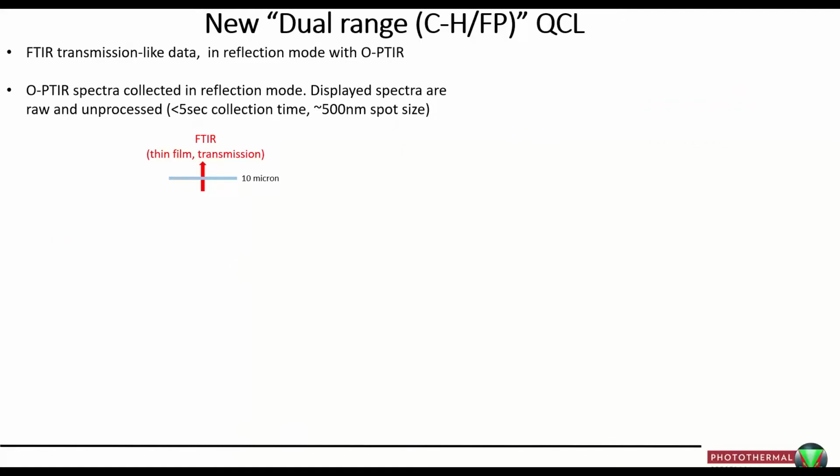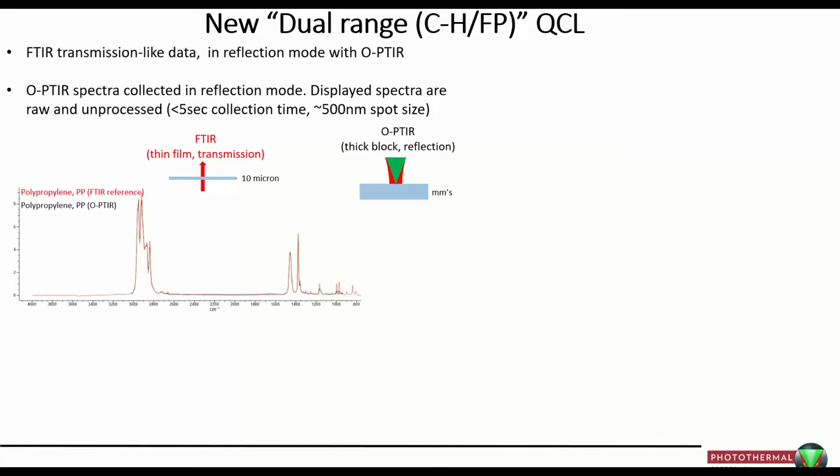Okay. People often ask me, how similar is an OPTIR spectrum and how comparable is it to an FTIR spectrum? Well, very. Here's where I'm going to try and show that to you. So here I'm going to show you polymer spectra that have been collected in transmission mode on a thin film. I'm going to compare that with OPTIR spectra collected in reflection mode of a thick block. Okay, so the first example here is polypropylene. Black, we've got OPTIR. In red, we've got the FTIR reference. You can see that's a virtually perfect match.